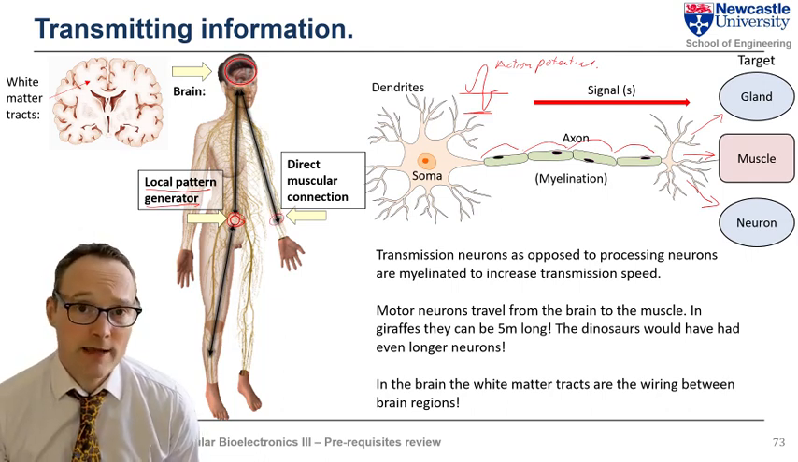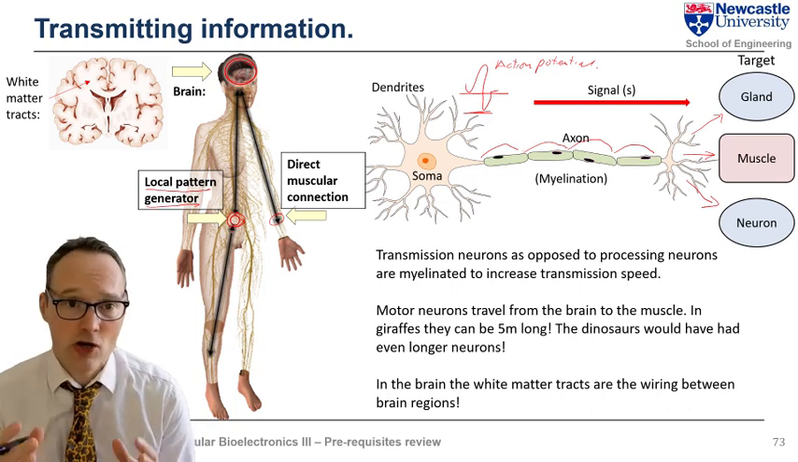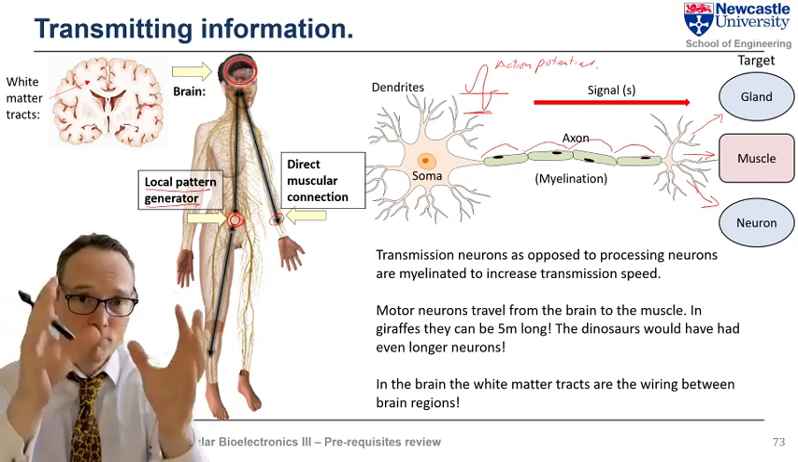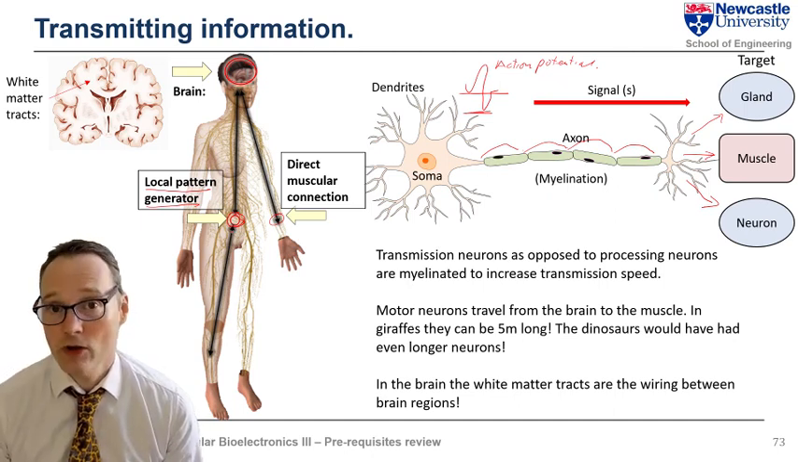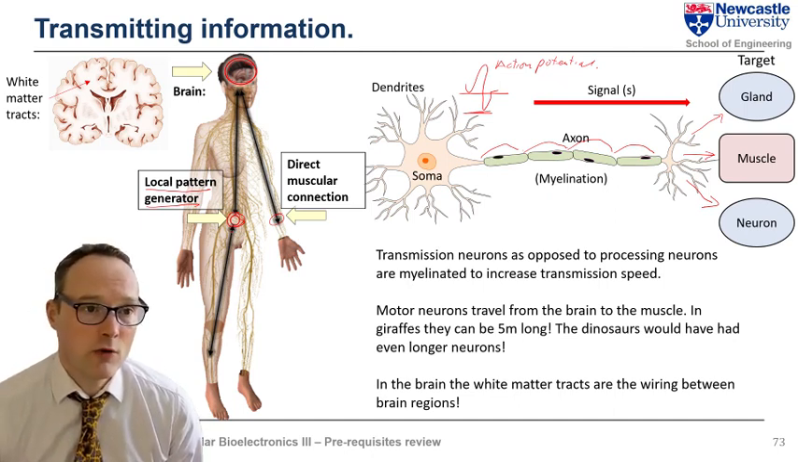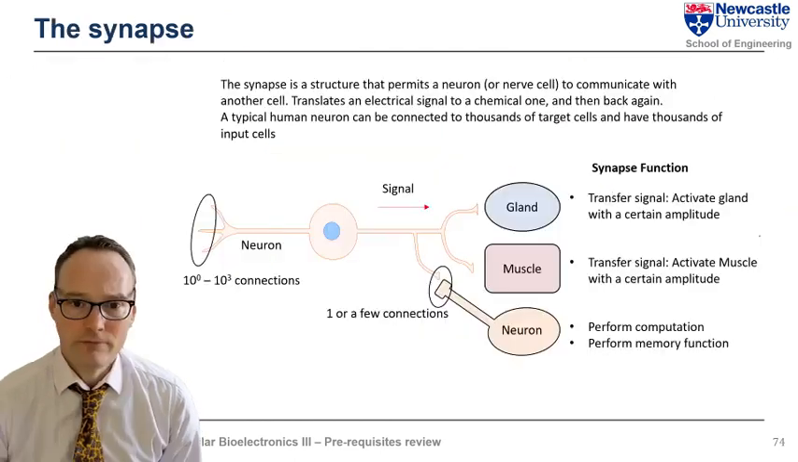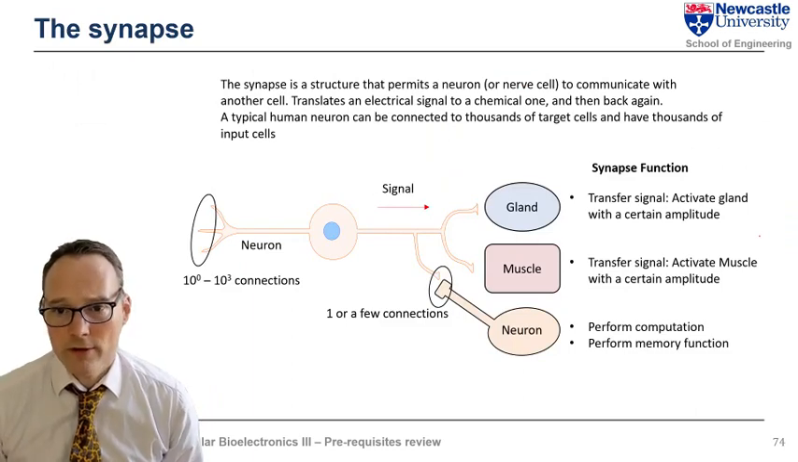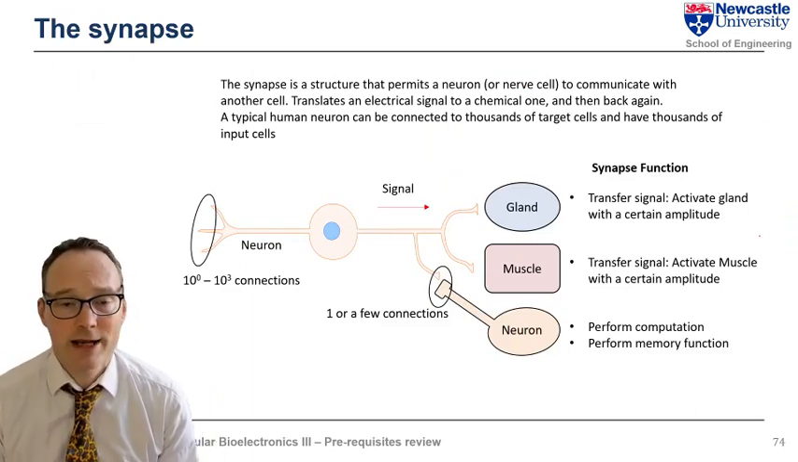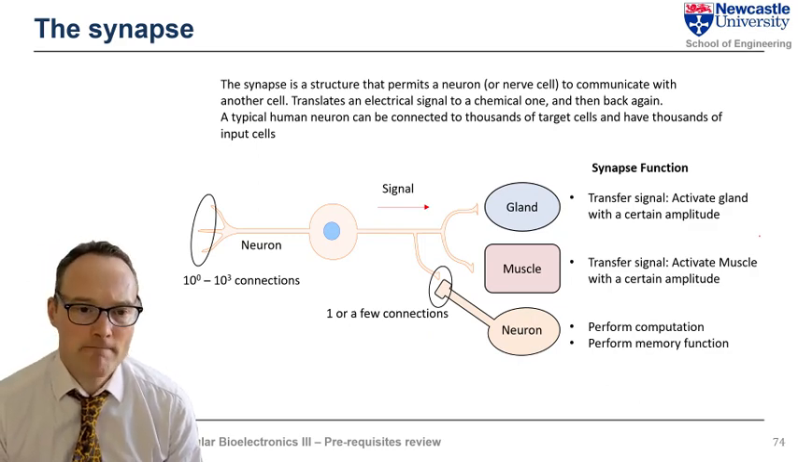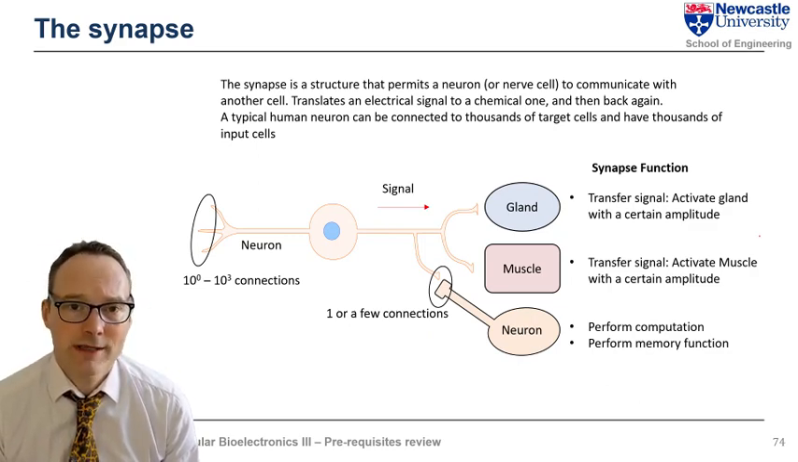Another point to make is that transmission is not just between the brain and the extremities. Transmission can also be local within the brain. You could have one brain region that needs to communicate with another brain region. So, in order for neurons to pass information to each other, there are things called synapses.